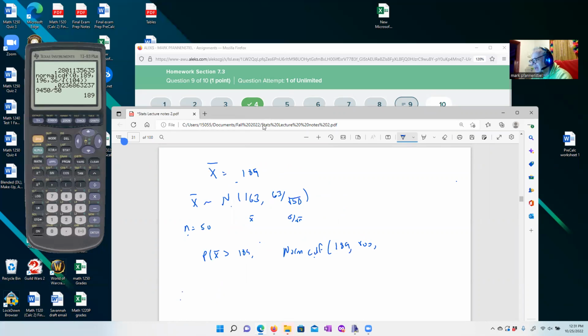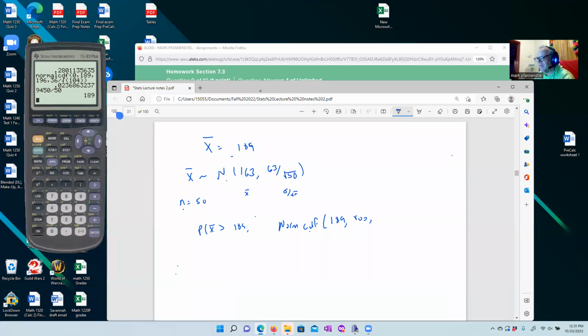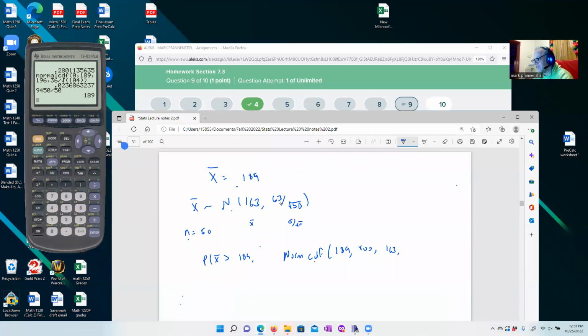Then we have to do our average, and our average for the total is going to be 163, because we didn't go around and pick heavy people to get on the elevator. We picked 50 people at random to get on the elevator. So their average is going to be 163, and our standard deviation is going to be 63 over the square root of 50.